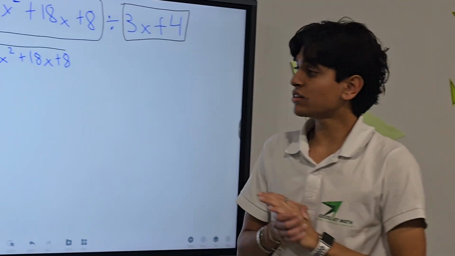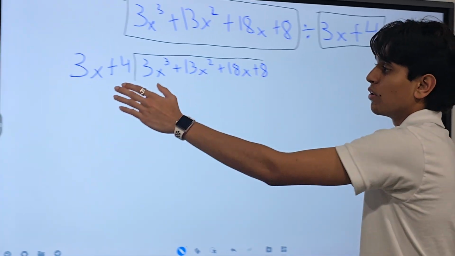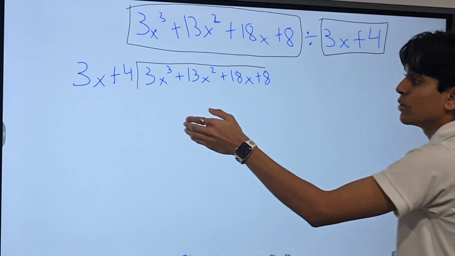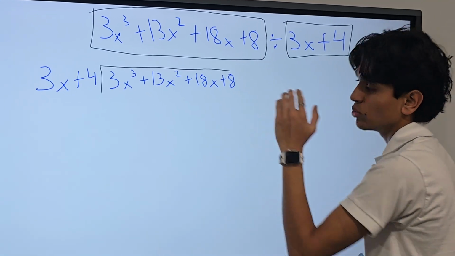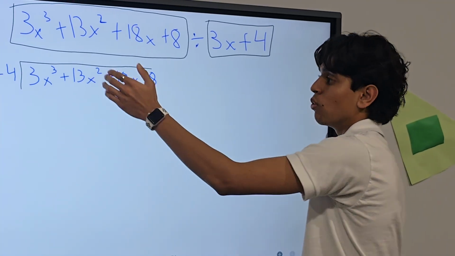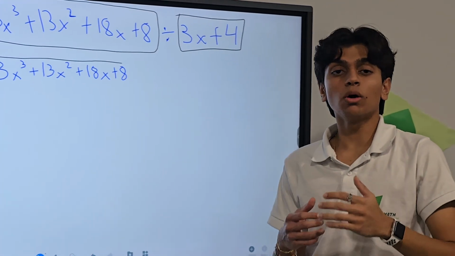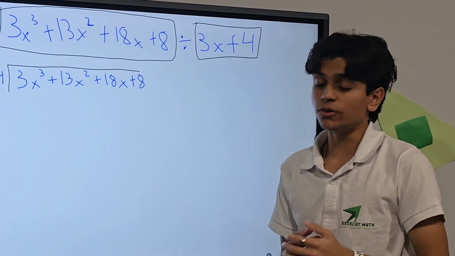Now, let's check to make sure that our powers are in correct descending order. So over here, we have our 3x plus 4, which is our constant, which is correct. Then we have our x cubed, x squared, x, and then our constant, which is also correct. Now let's say we did not have our 18x here, and it went from 13x squared to our constant 8. Then we would put a 0x as a placeholder. But since we have our 18x, we do not need to do that.